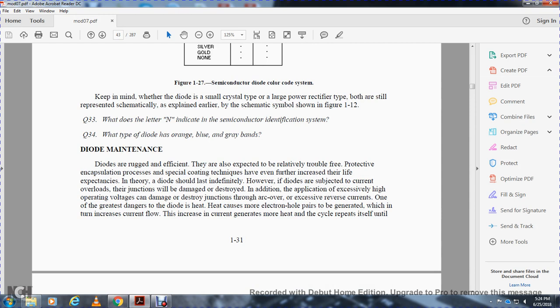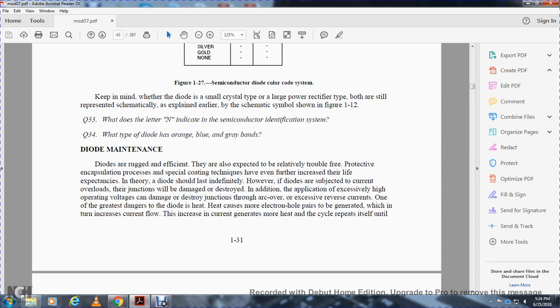Diode maintenance. Diodes are relatively trouble-free, but the periodic encapsulation process or a special coating technique can further increase the life expectancy of the diode. Diodes are subject to current overload, which can damage or destroy the junction. In addition, the application of excessively high operating voltage can damage or destroy the junction by arc over or excessive reverse currents.